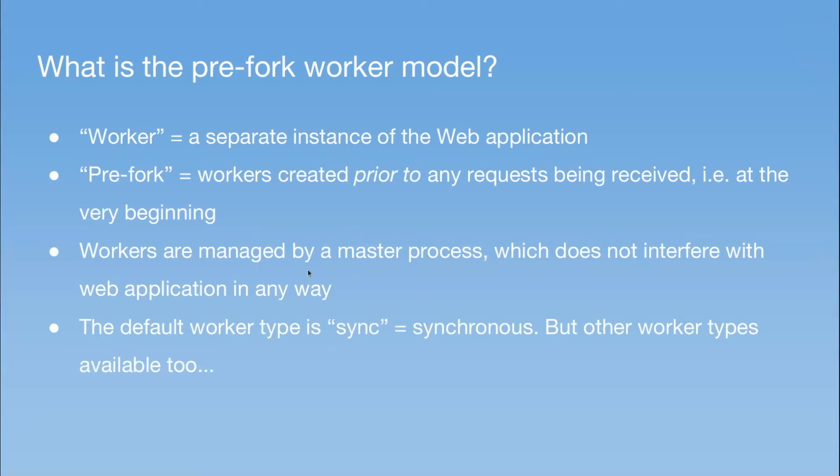The workers are managed by a master process, which does not interfere with the web application in any way. All the master process does is make sure that there are workers running, and if a worker were to crash, then the master will try to create a new worker. That's all the master process does. It doesn't know anything about the application. And finally, Gunicorn has different worker types. The default one is called sync, which stands for synchronous. But there are other worker types available too.